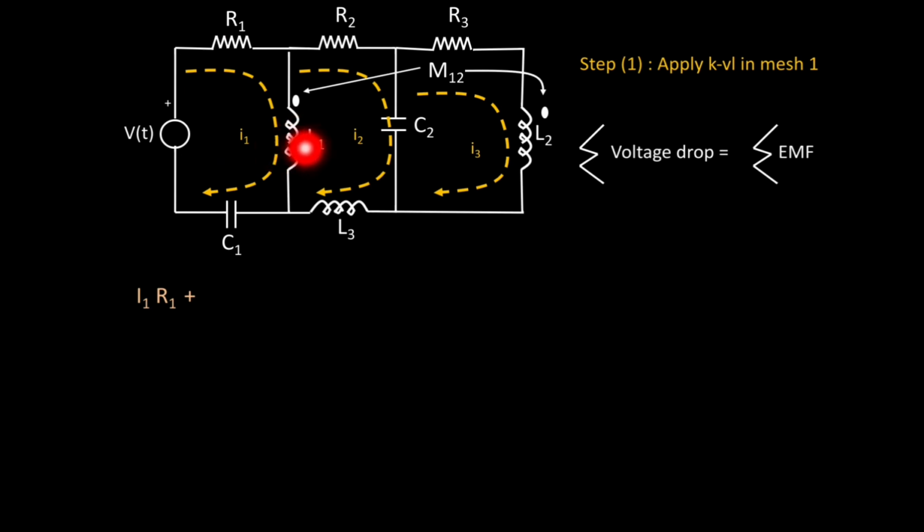As this L1 is mutually coupled with L2, we will take a big bracket. Why are we taking this big bracket? Because in this big bracket we have to consider 2 voltage drops: the voltage drop because of the self inductance, and the second voltage drop because of the mutual inductance. First of all we will write down the voltage drop because of self inductance. We will convert L1 into ohm, so it becomes L1P.